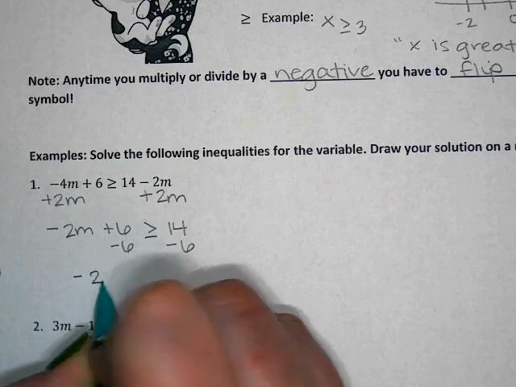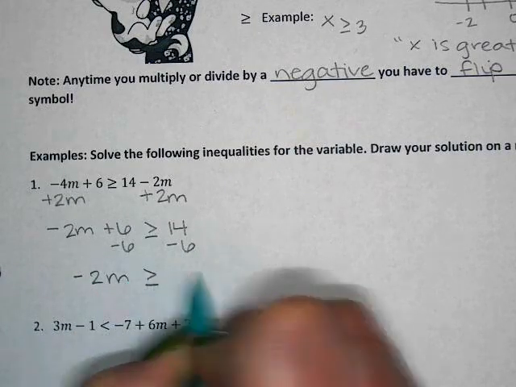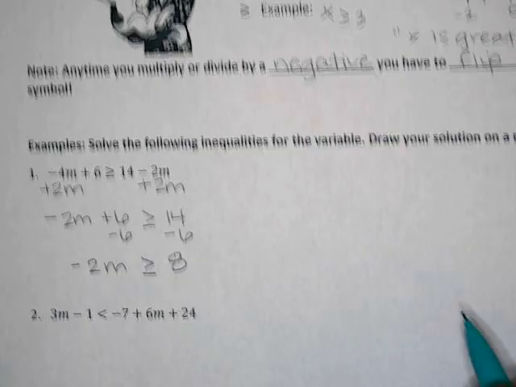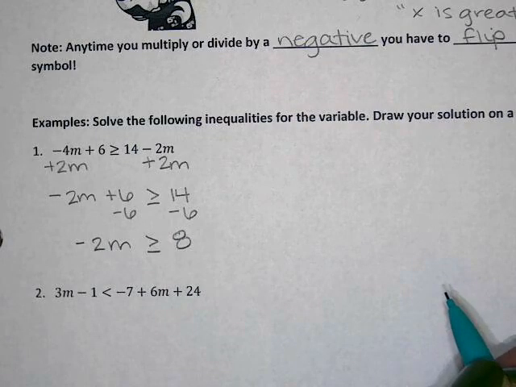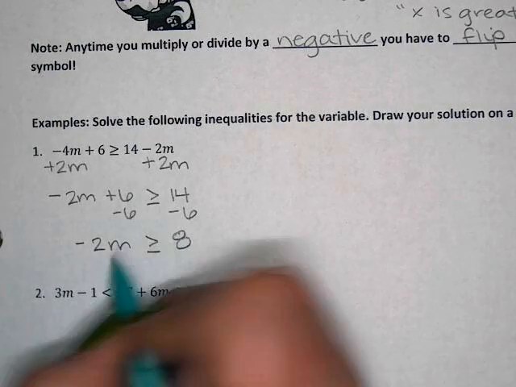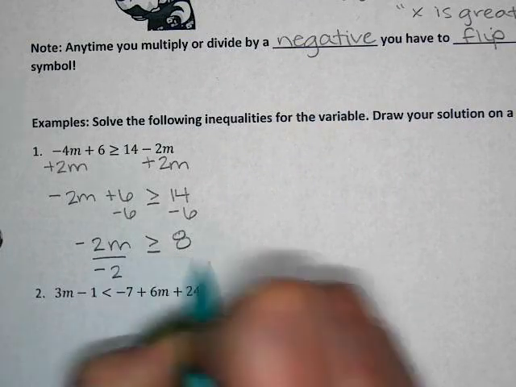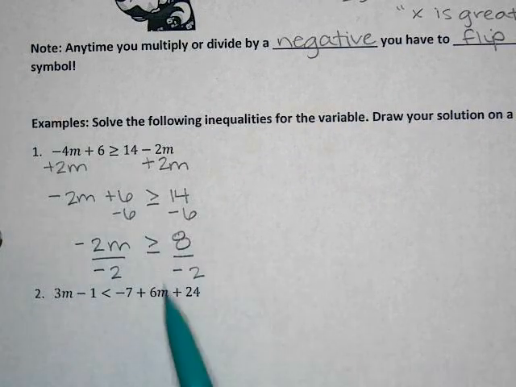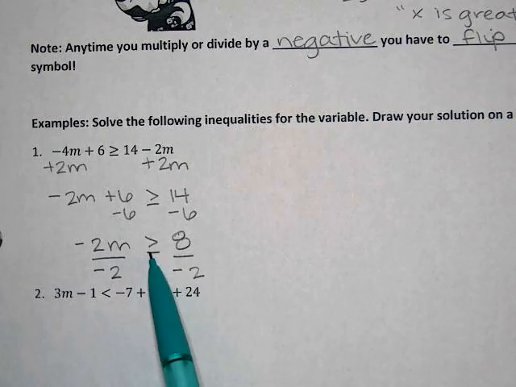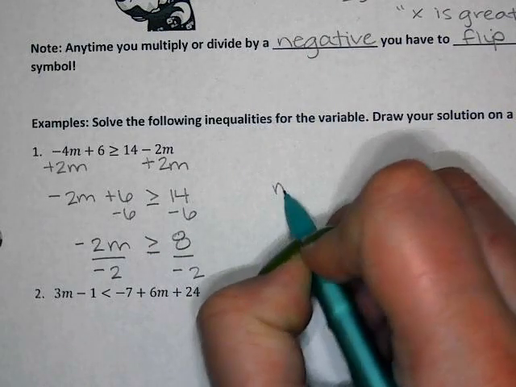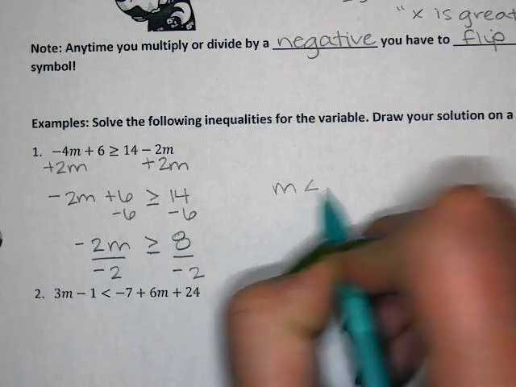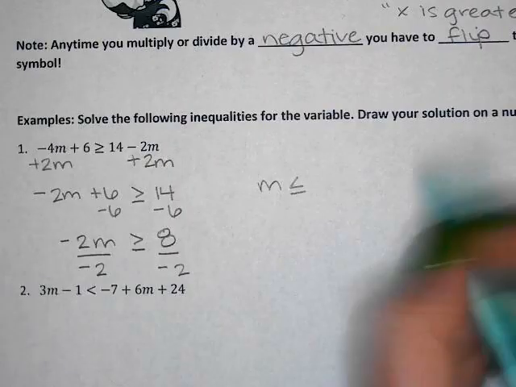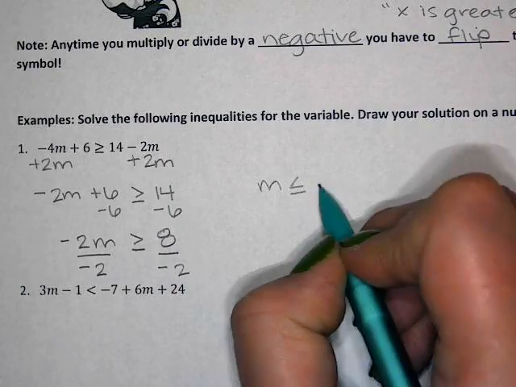So negative 2m is greater than or equal to 8. And then what should I do to get the m all alone? Divide. Here we're dividing by a negative, so when we write our final answer, we have to flip the symbol. Instead of greater than or equal to, I'm going to have a less than or equal to sign. M is less than or equal to negative 4.